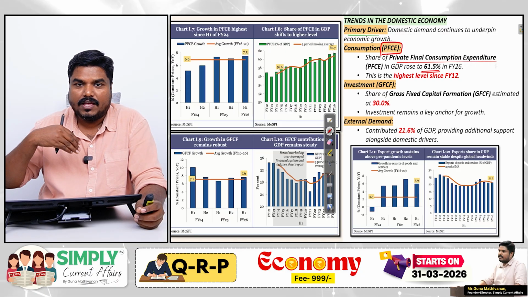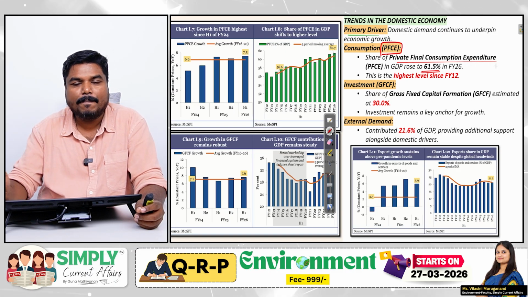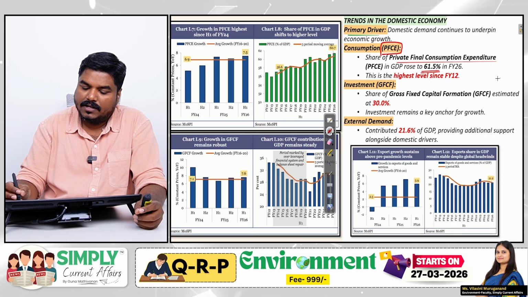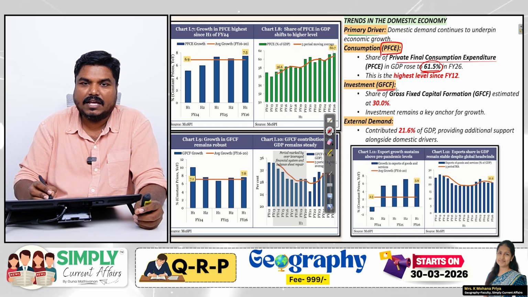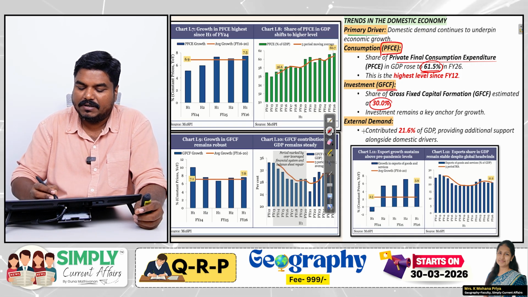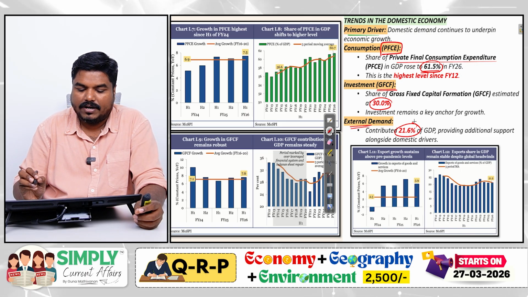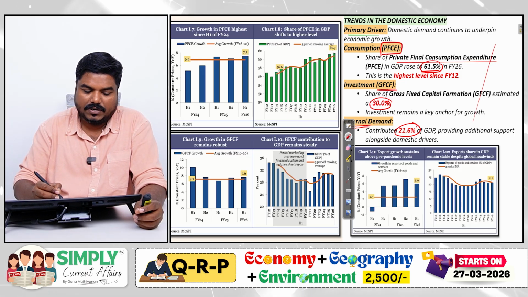We consume, and that is creating demand, that is creating production, and that is creating the GDP as well as its growth. So PFCE contribution is almost 61.5%. The next comes the fixed capital formation, it is almost 30%. Then is the export, external demand, almost 21.6%. All the graphs here depict this information only.